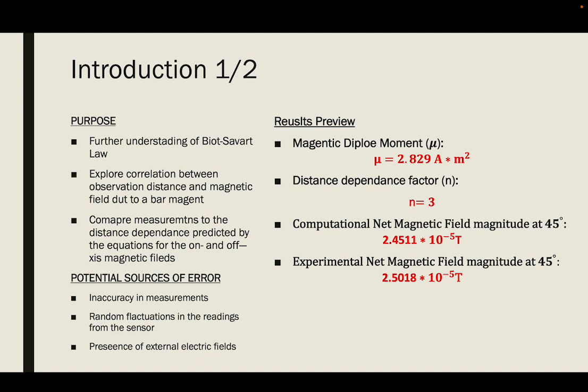Before we discuss main results, I would like to mention that the fact that some measurements were taken by hand might be a potential source of error, as well as the presence of external electric fields from different objects in my room. Now, a high-level summary of main results. I have calculated values for magnetic dipole moment and distance dependence factor, as well as the magnitudes of the net magnetic fields at 45 degrees obtained by both computational and experimental models.